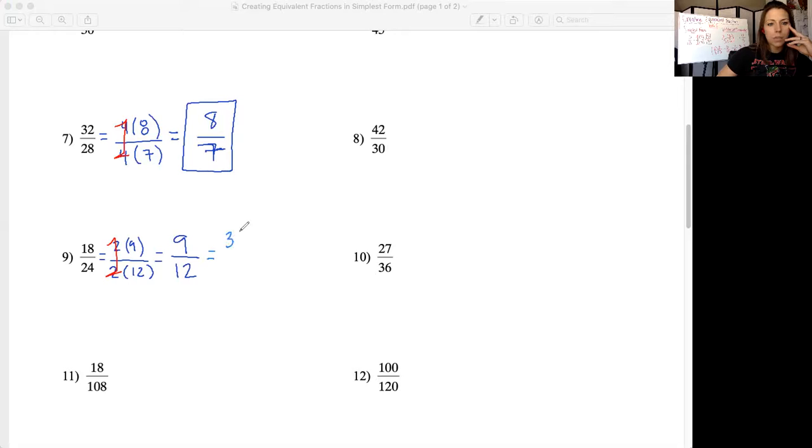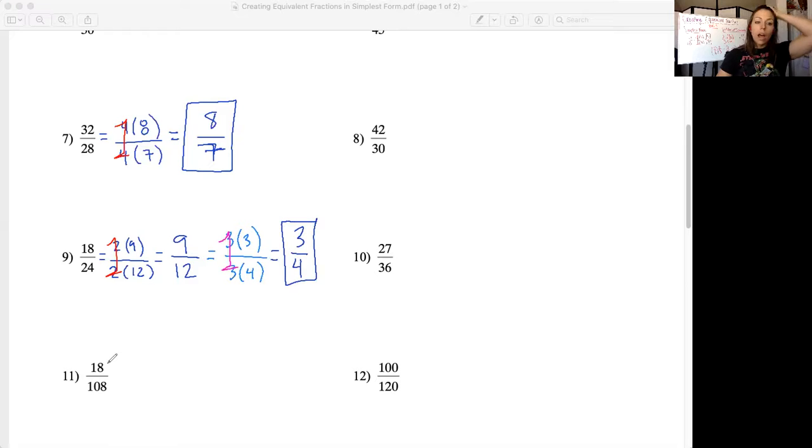So 9 is 3 times 3, and 12 is 3 times 4. That creates a big 1 of 3/3. And is it my final answer? We get 3/4. Yes, that's my final answer, because 3 is just 3 times 1, and 4 is 2 times 2. All right, last one here.